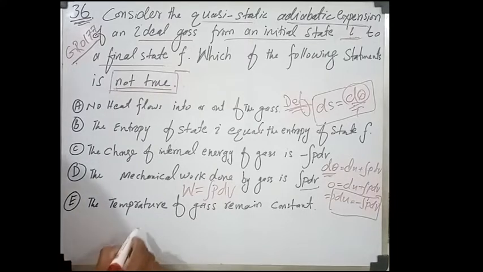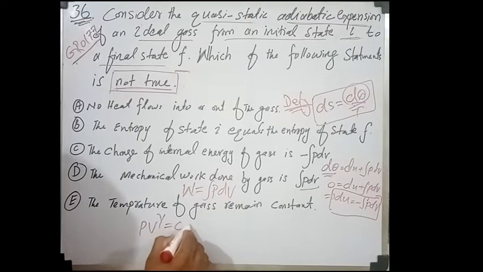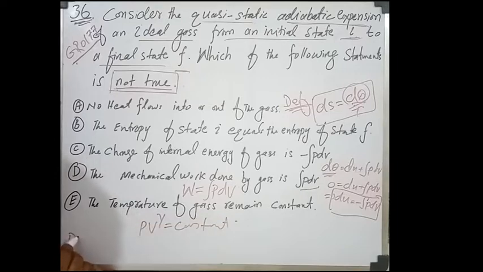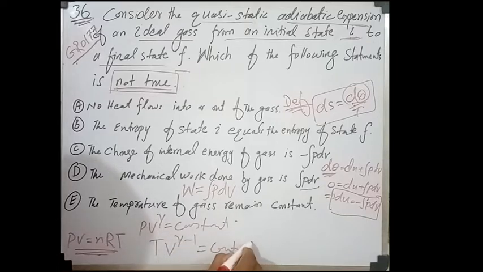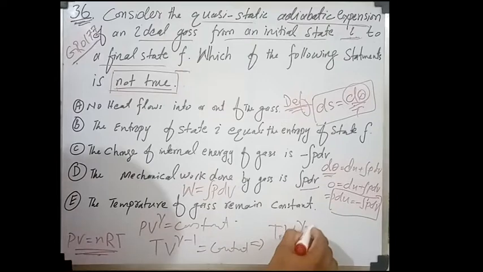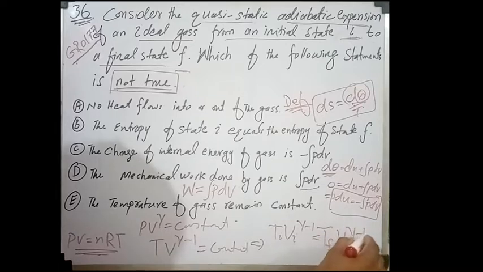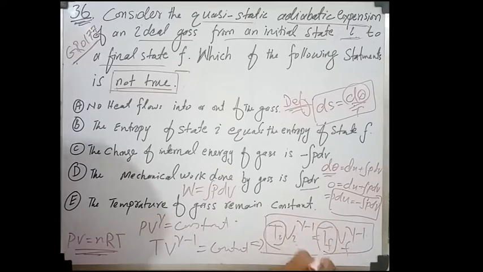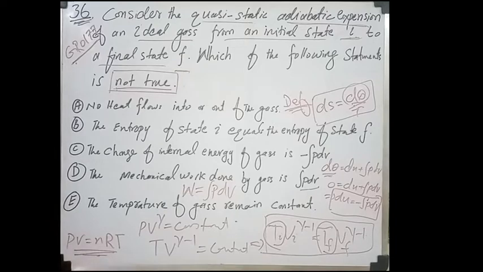For this we have that PV^gamma is equal to constant, but here PV is equal to nRT. If we put this value in this equation, then TV^(gamma minus 1) is equal to constant. This implies that T of the initial state and V of the initial state to the power gamma minus 1 is equal to T of the final state and V of the final state to the power gamma minus 1. This equation implies that the temperature of the initial state is not equal to the temperature of the final state, meaning the temperature of this gas is not constant. So option E is our right option.